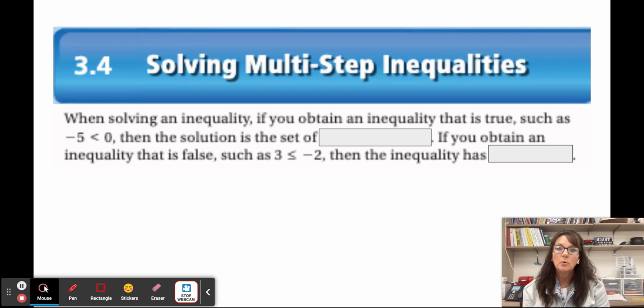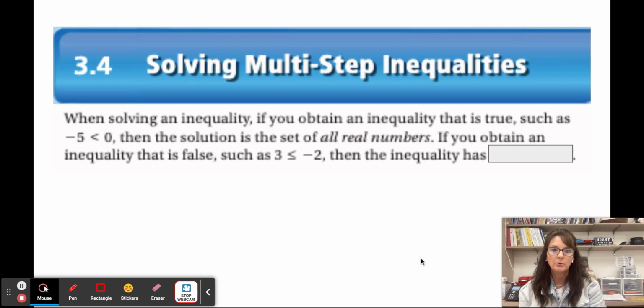So when solving an inequality, if you obtain an inequality that is true, such as -5 is less than 0, then the solution is the set of all real numbers. But if you're solving a multi-step problem and the inequality is false, such as 3 is less than or equal to -2, that's not true, then the inequality has no solution. So we are going to be looking for these today. Okay, here we go.